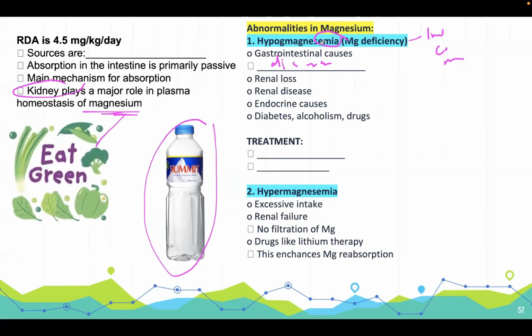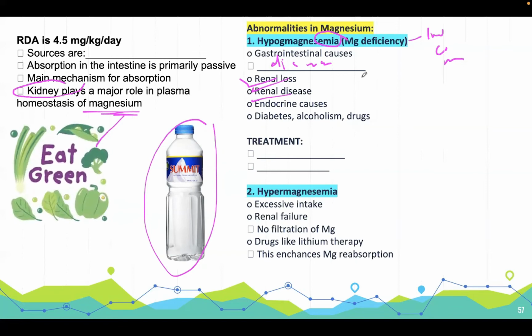Our vitamins and minerals are useless if they are not absorbed by our body. They are just floating in your body. It cannot use its maximum potential and optimum activity if it is not absorbed by the body and used in various biologic functions. Next, renal loss, renal disease, endocrine causes like our diabetes, alcoholism, and drugs. They cause hypomagnesemia.